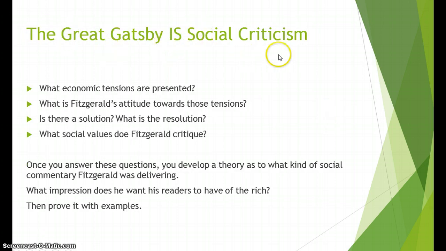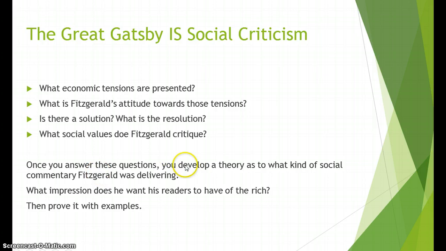Great Gatsby is perfect for social criticism. There are plenty of economic tensions presented between the rich and the poor. In live class, we'll discuss what's Fitzgerald's attitude towards those tensions. Does he seem to favor the rich or the poor? Is there seem to be a solution? And is that solution what happens in the resolution of the book, which I won't give a spoiler alert to right now, and the social values that Fitzgerald critiques. What is he trying to say? What does he possibly want to change or challenge?